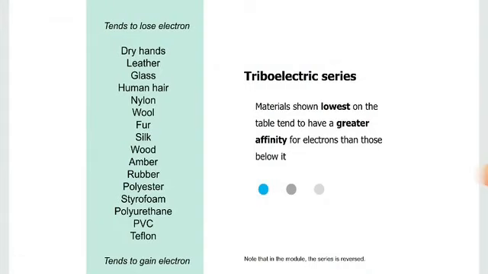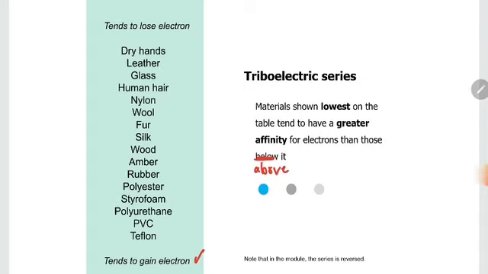Dito makita mo yung listahan ng object. Patas-patas ito, no? May significance yung kanilang placement diyan sa triboelectric series. Makita mo dito yung kanilang relative electron affinity sa isa't isa. So according to the description, materials shown lowest on the table have greater affinity or they want to gain electrons than those that are above it.